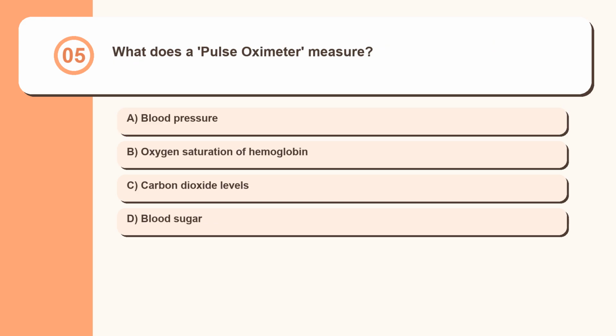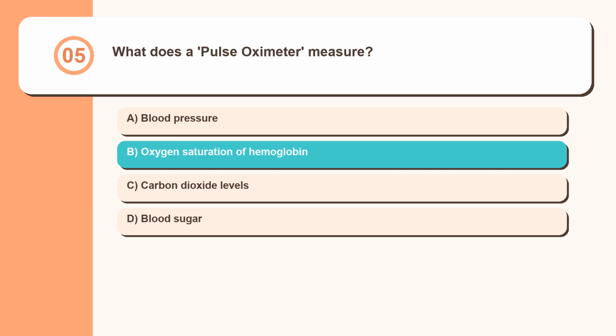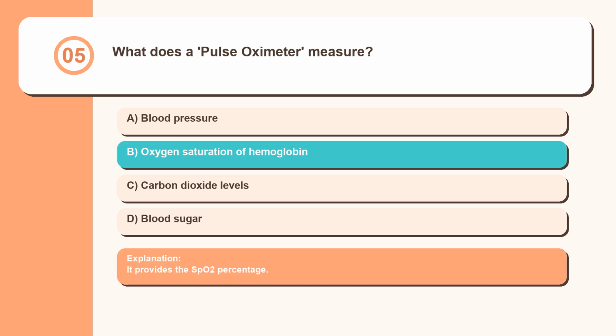Question 5. What does a pulse oximeter measure? Blood pressure, oxygen saturation of hemoglobin, carbon dioxide levels, blood sugar. It provides the SpO2 percentage.